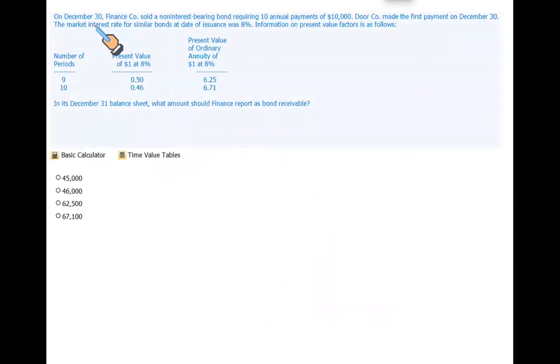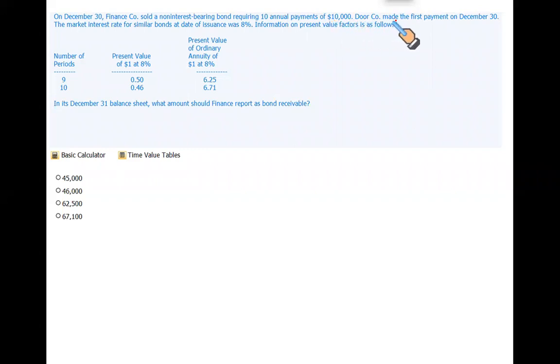On December 30th, a finance company sold a non-interest bearing bond requiring 10 annual payments of $10,000 each. There is no interest, but there will be $10,000 payments. This is what you call a serial bond. I hope you remember, serial bond is a bond that is redeemed in pieces. So there will be $10,000 payments every year, and there is no interest on this.